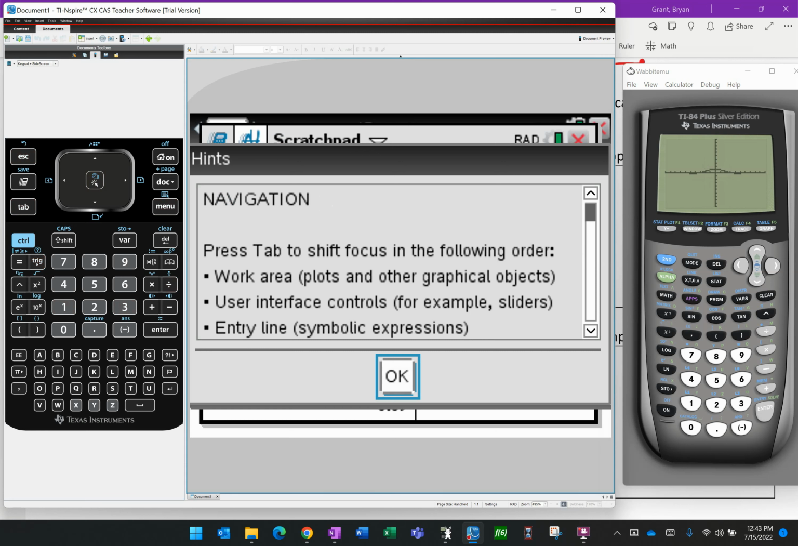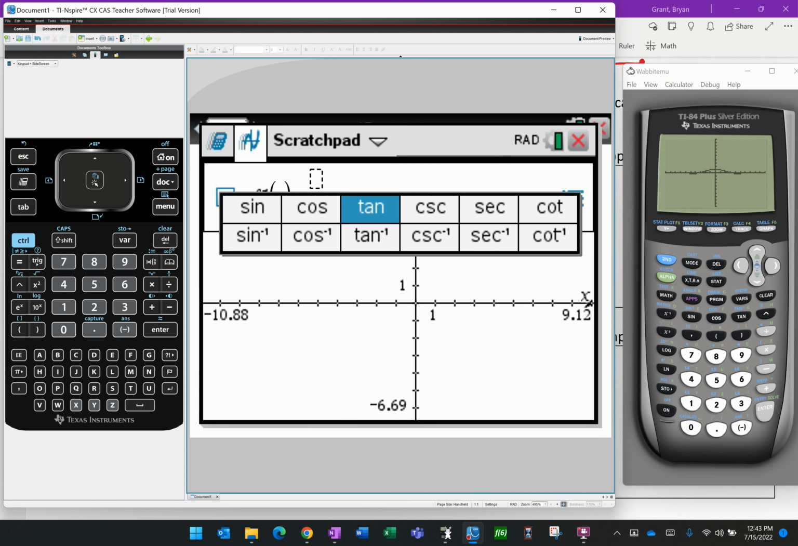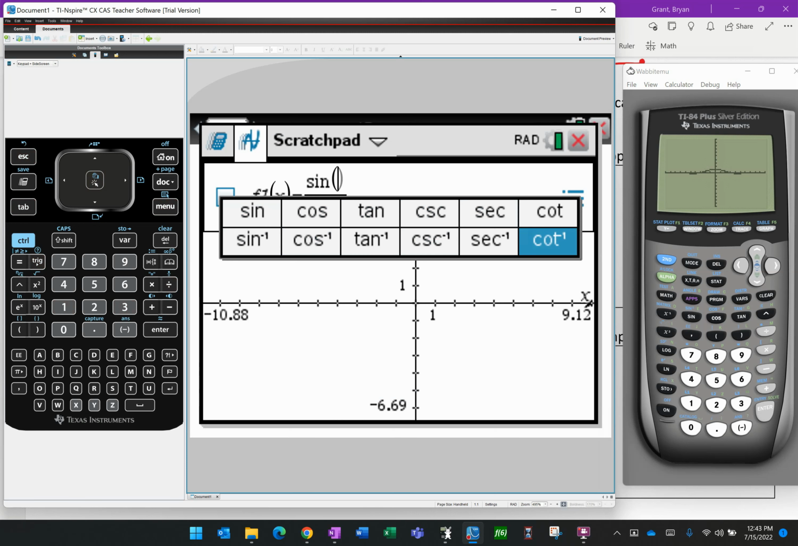Yes, yes, yes, thank you. I have fat fingers, I understand that. Trig and sine. That's really, really frustrating. I wonder why it's doing that.